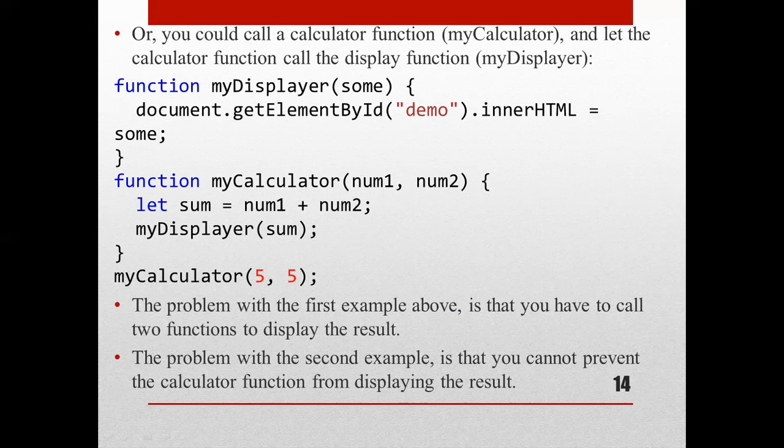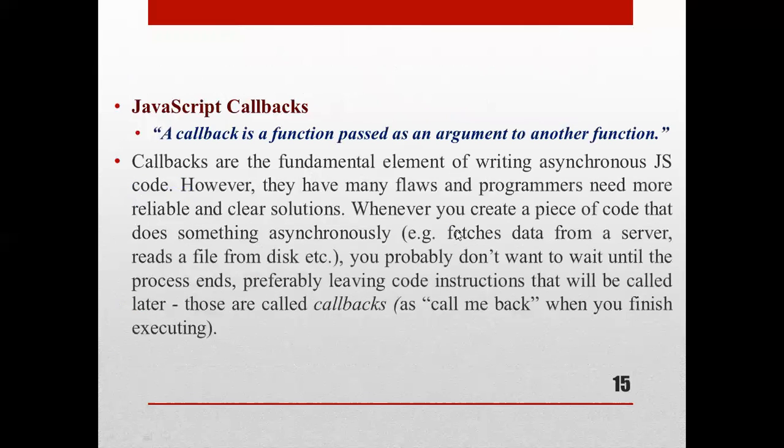In the second example, the problem is that we cannot prevent the calculator function from displaying the result, because we write the myDisplay function inside the myCalculator function. So how do callbacks work here? We have seen that a callback is a function passed as an argument to another function. Callbacks are the fundamental elements of writing asynchronous JavaScript code.